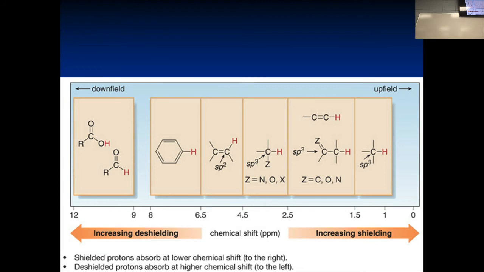Everything to the left, so 5 and higher, are hydrogens attached to things like sp2 hybridized carbon atoms: aromatic rings, alkenes, and an aldehyde attached to an sp2 hybridized carbon atom. And then carboxylic acids, the OH, will also appear way out here around 12. Kind of like the hydrogen region in the IR spectrum. Okay? So upfield is sp3 and downfield is sp2.